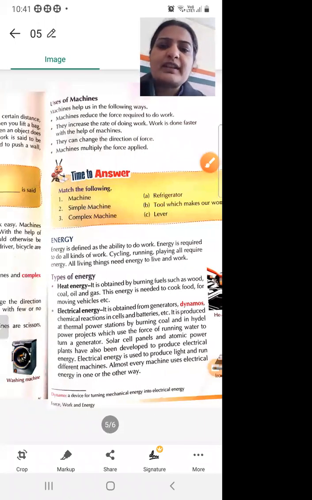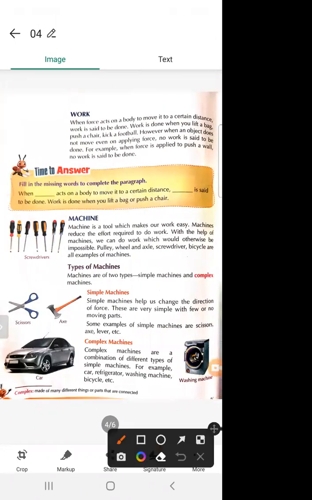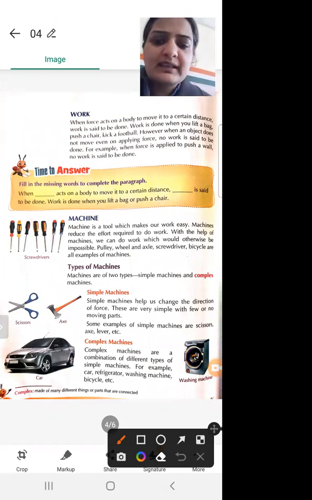So again I am explaining, what do you mean by machine? It is a tool which makes our work easy.